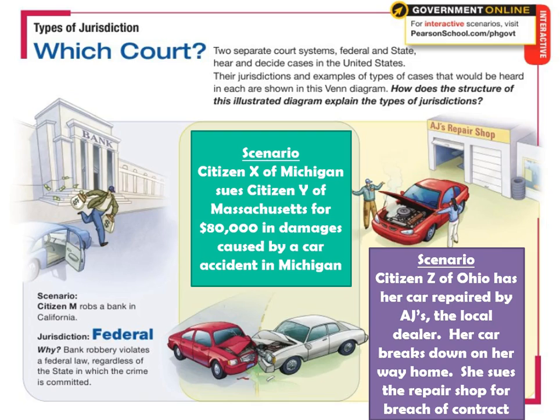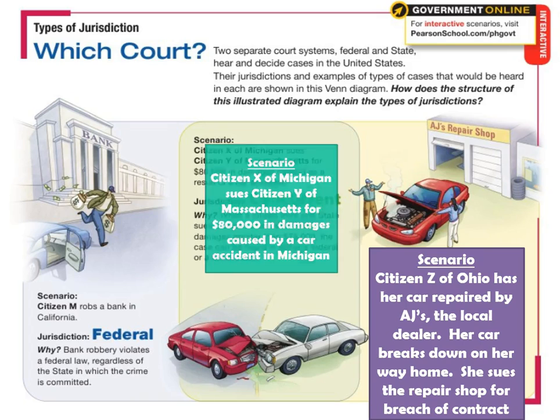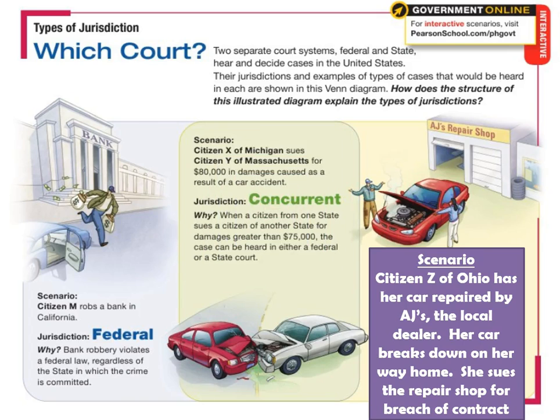So, Citizen X of Michigan sues Citizen Y of Massachusetts for $80,000 in damages caused by a car accident in Michigan. What court system is that? Yes, if you said concurrent, you are correct. Because it's a citizen from Michigan suing Massachusetts, we've got diversity of citizenship, which means it could take place in the federal court, or we could go to either one of the state courts.